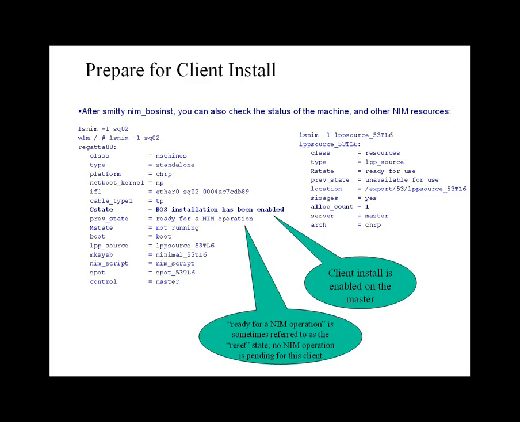If I look at the LPP source over on the right-hand side, lsnim -l 53TL6, you notice alloc_count, allocation count equal 1. One client has a reservation for this LPP source. That puts certain locks on things in the master. You can't remove a resource or modify a SPOT, for example, if the allocation count is not 0. If there are clients waiting on this resource, you can't modify it. So there's that. If I enabled another client, a third, fourth client, you'd see the allocation count go up to 3, 4, 5 clients waiting for this. As a client installs and finishes using it, the allocation count on a resource will come back down.